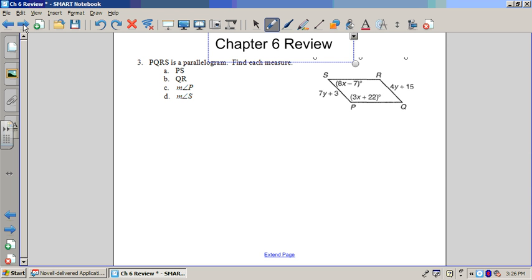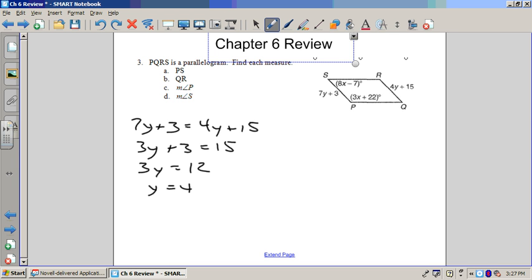PQRS is a parallelogram. We want to know each measure. PS, well, I know opposite sides of a parallelogram are congruent, so 7y plus 3 must be equal to 4y plus 15. Subtracting 4y, we get 3y plus 3 is equal to 15. Subtracting 3 from both sides, 3y is equal to 12. Y is equal to 4. If y is equal to 4, then PS is equal to 7 times 4 plus 3, which is equal to 31.